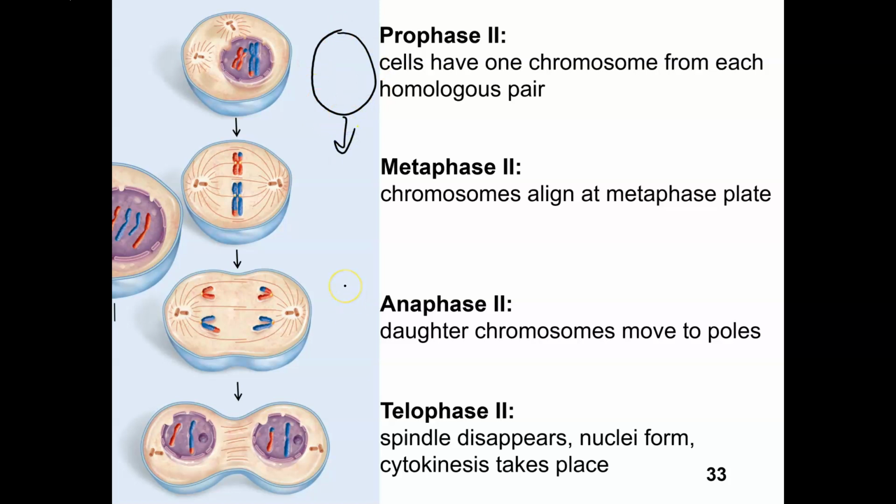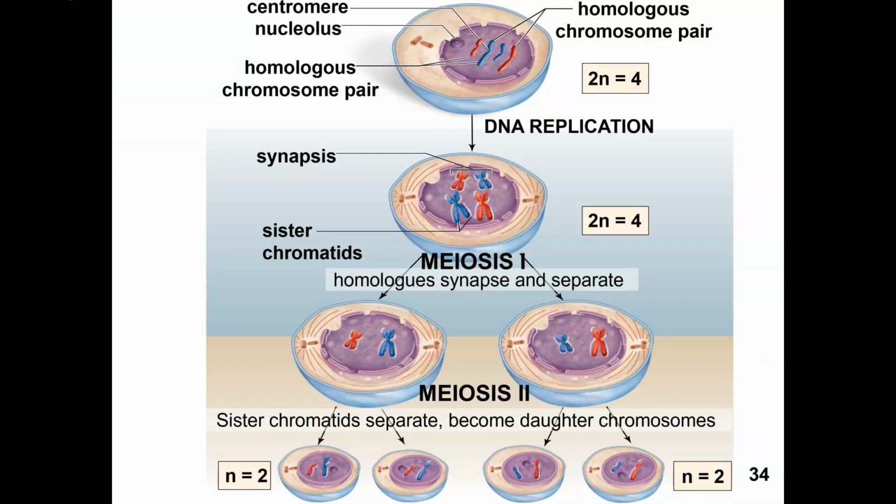So remember, there was two cells at the end of meiosis 1, each of those cells goes through it. So we end up with 4 daughter cells that are non-identical and haploid. And so this is the entire process of meiosis.